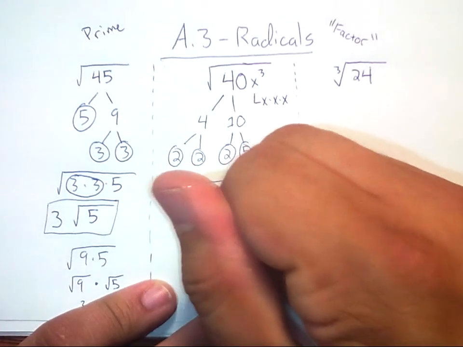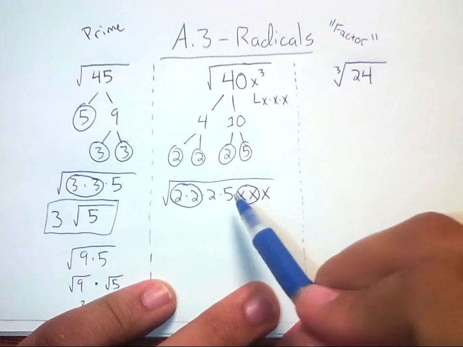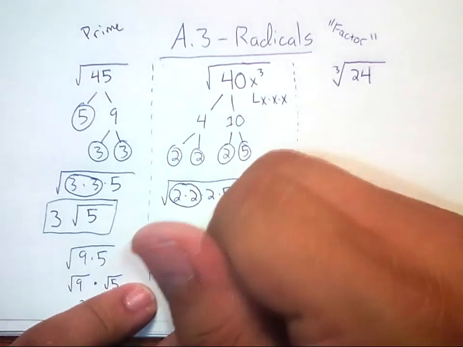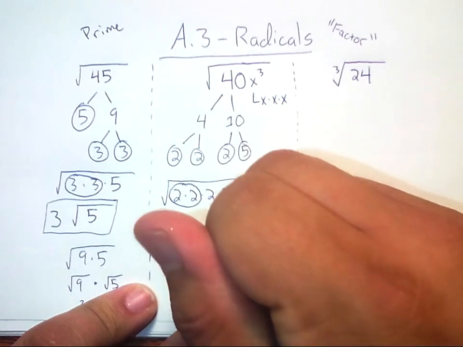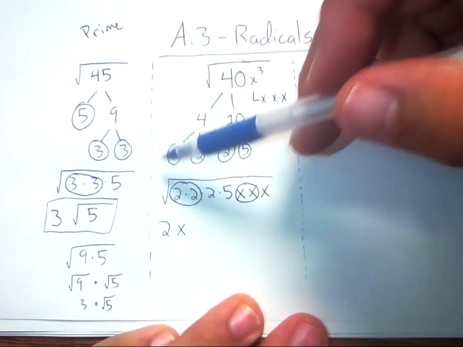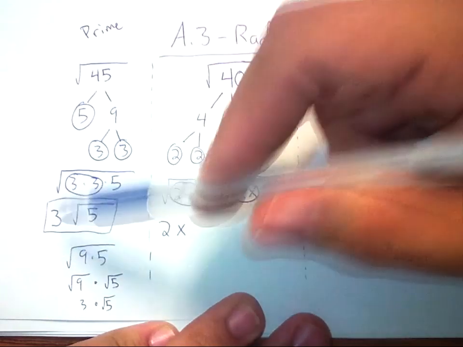Couples go out, and singles stay home. We had a single 2, a single 5, and a single x. So we're going to go ahead and put a 2 on the outside and an x on the outside. And again, you might be thinking, well, why didn't I bring both 2's? Well, remember, what's the square root of 9 over here? It was 3. That's why we ended up with a 3 on the outside.